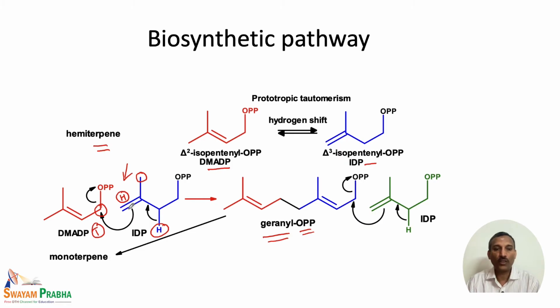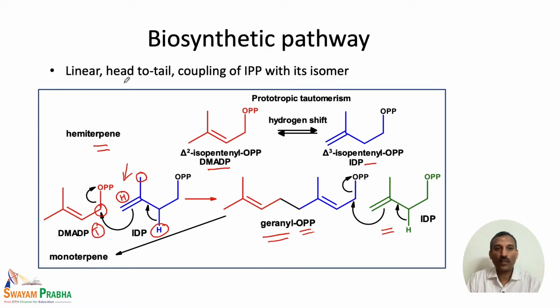Biosynthetically, how the reaction actually proceeds is the head and tail combination. When the hydrogen is lost, that leads to the shift of bonds, and this is the starting point for the formation of geranyl OPP by the biosynthetic pathway. And of course, this geranyl OPP can further react with another IPP unit to give the triisoprene derivative. So, we will look at the next biosynthetic mechanism. We will look at more about this particular reaction.